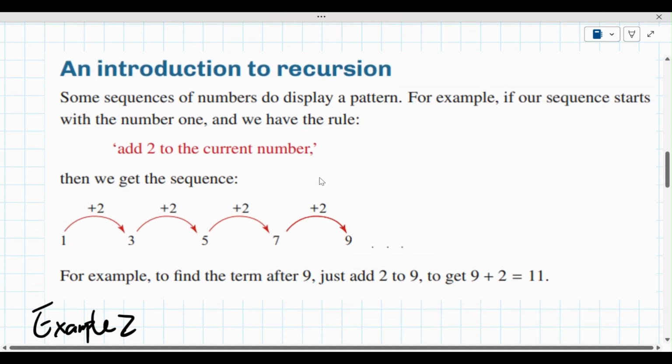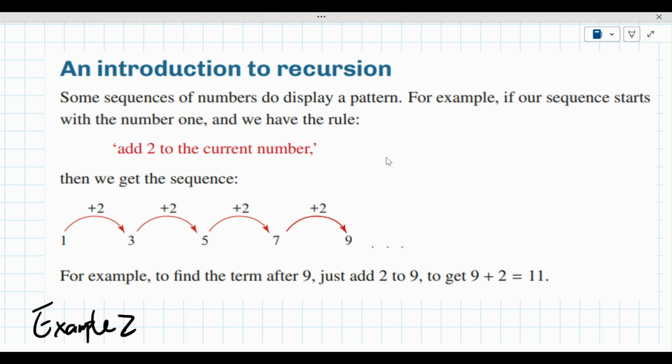Now we're gonna do some introduction to recursion. What does recursion mean? Some sequences of numbers display a pattern. For example, our sequence starts from 1 and we have the rule of adding 2 to the current number. We just keep adding 2 and 2 and 2 and so on. This is called recursion. Recursion is a process of generating the terms of a sequence given a starting point and a rule.